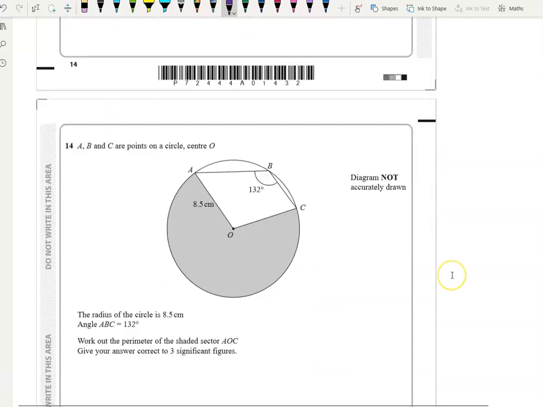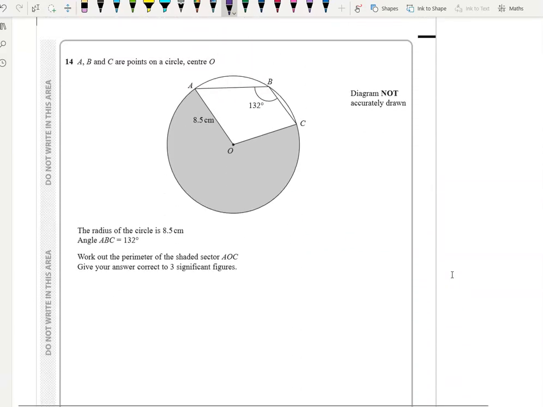Next question, question number 14. A, B and C are points on a circle with center O. The radius of the circle is 8.5. Angle ABC is 132. Work out the perimeter of the shaded sector AOC. So basically, you need to find the perimeter of the major sector. To find the perimeter, you need to add up the two radii and the length of the major arc. So we need to add these three pieces of information.